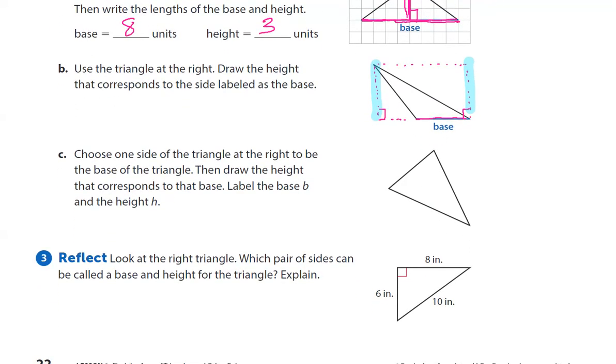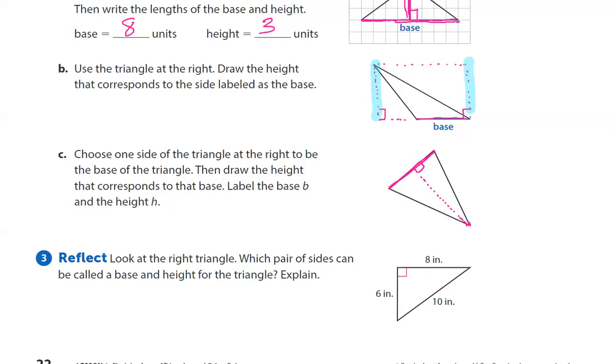Okay. For C, it's the same thing except this triangle is crookedy. So you could use any of these. You can use anything as a base. Up to you. Let's see. I think the easiest is going to be this one because the height would be right here. So I can go straight from the middle over here. But I mean, you could have done it out here.